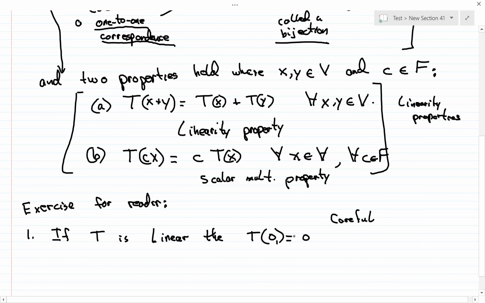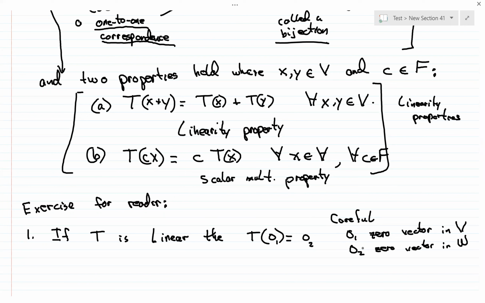Let me go even so far as to label them 0_1 and 0_2. 0_1 is the 0 vector in V. And 0_2 is the 0 vector in W. And they may not be the same. So you have to be conscious of that.